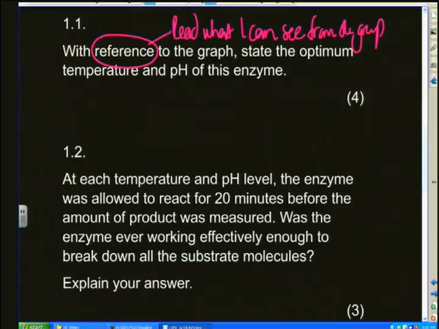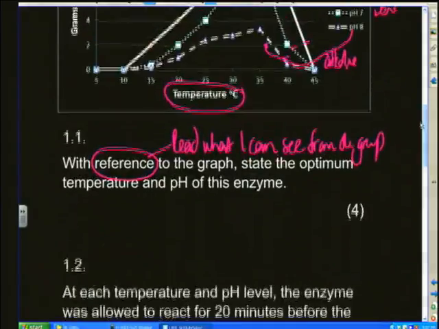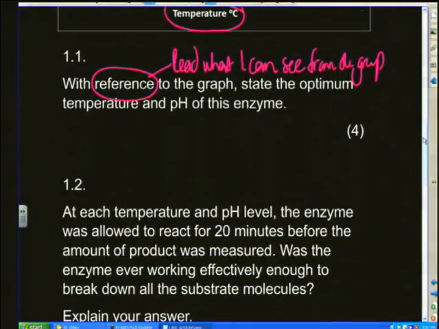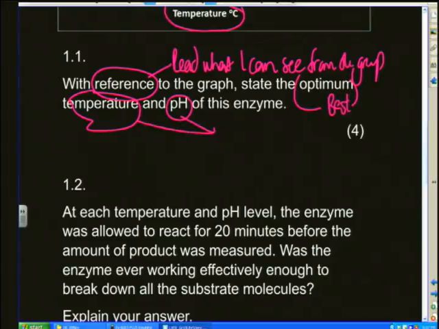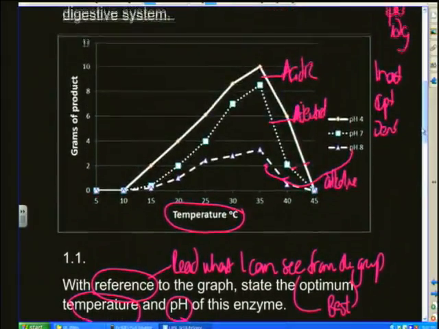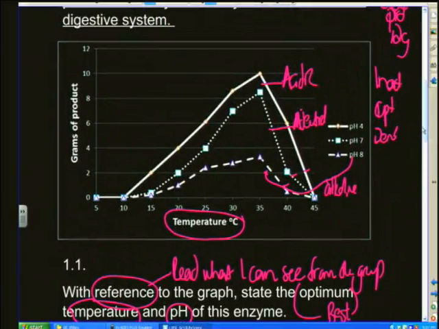It says, state the optimum temperature and pH of this enzyme. We are looking for which of the enzymes works best. What does optimum mean? Best. Temperature and pH of this enzyme. So let's have a look at temperature. I'm looking for peaks. Remember, that's what I'm looking for. That is my optimum. That is my inactive. When it doesn't work anymore, that is my denature, changes shape.